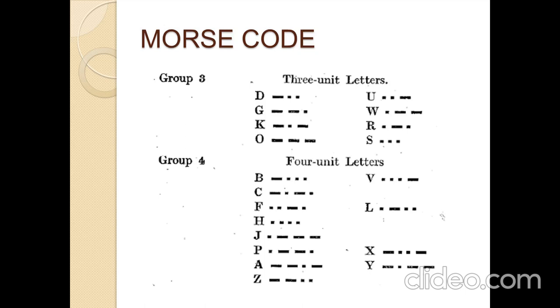Now 4 unique letters. B, da did did did. For V, did did did da. For C, da did da did. For F, did did da did. For L, did da did did. For H, did did did did. For J, did da da da. For P, did da da did. For X, da did did da. For Q, da da did da. For Y, da did da da. For Z, da da did did.